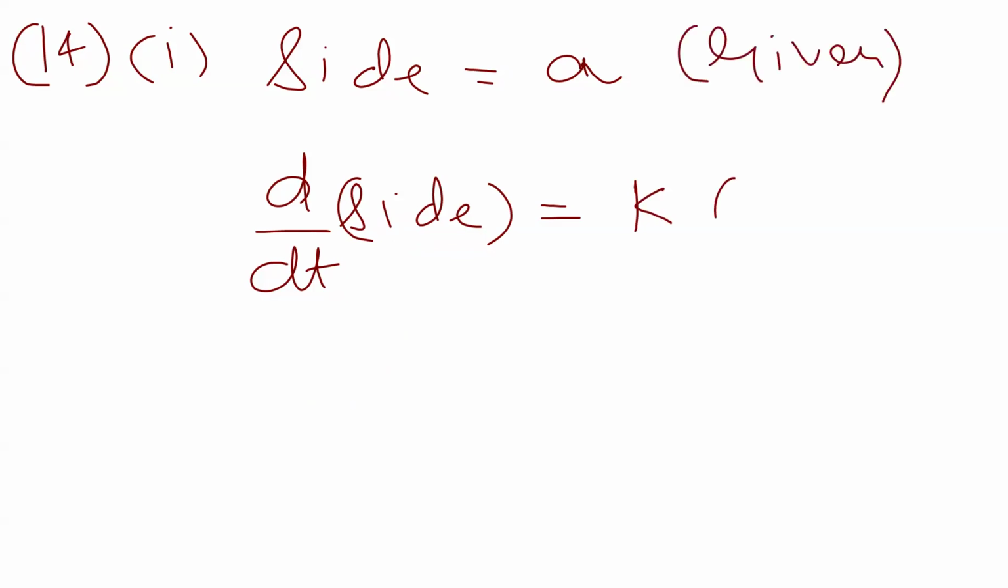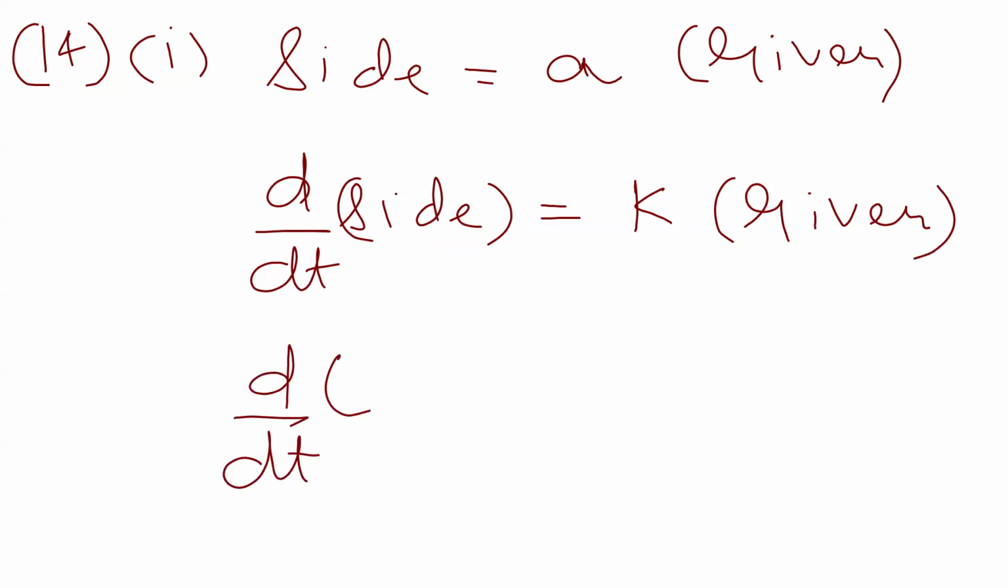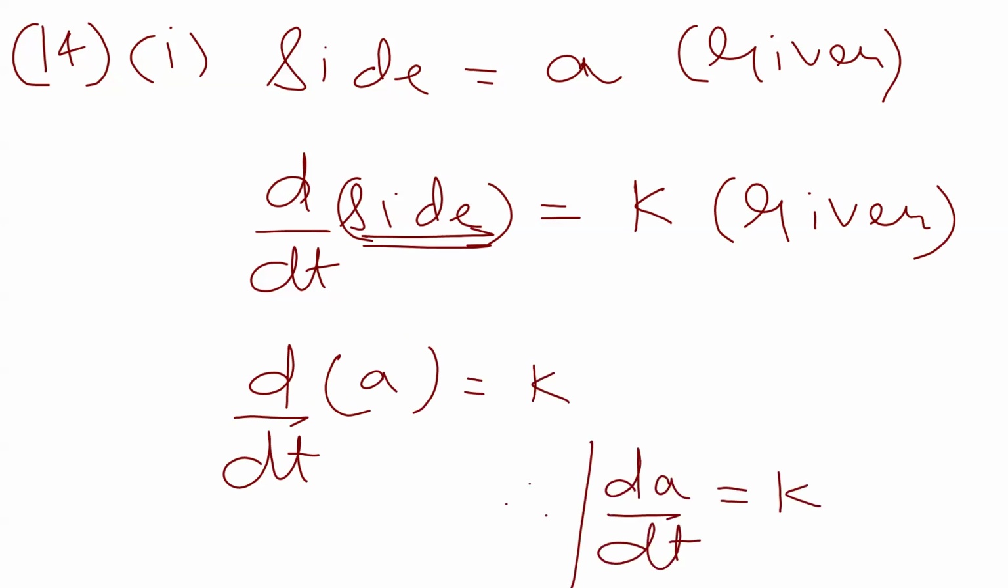Now in the second equation, I'll replace this side by A. Therefore, dA by dt is equal to K. This is the inference. The side is A centimeters. When I say change in side, that is because it's mentioned in the problem the side is increasing. So side increases over a period of time. So d by dt of side is equal to K. That is also given to us in the problem.